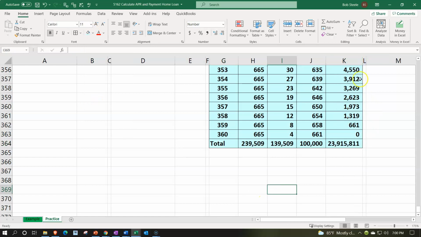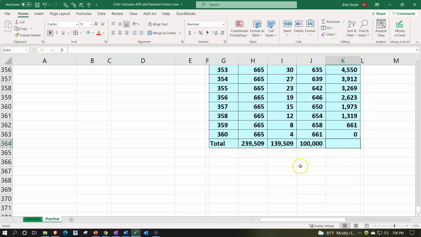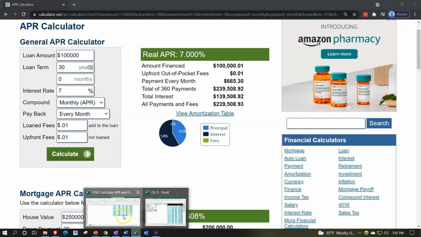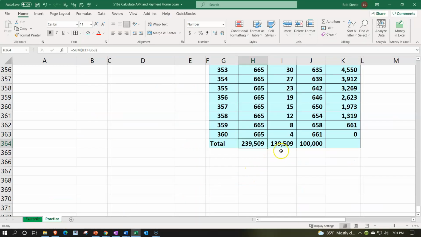So there we have it. It doesn't make sense to have a total here. So there's the $239,509 on the total. So $239,509, and the total interest we pay, the $139,508, and so on. So you can check it against your calculator.